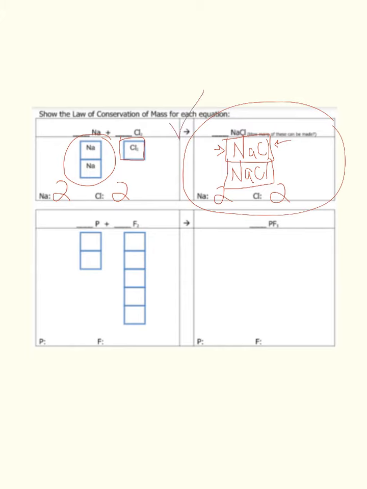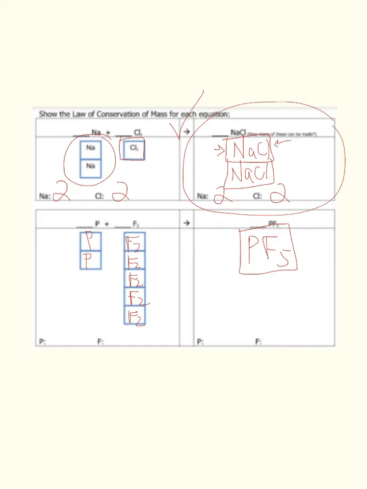In the next example, we have P, and we have 2 boxes. So we're going to draw P twice. We have a F2, so we're going to draw it exactly like that until we fill all the boxes. So we're going to draw it 5 times. On the other side, we have a formula of PF5. And I have to draw it exactly like that. I can't change the formula at all.